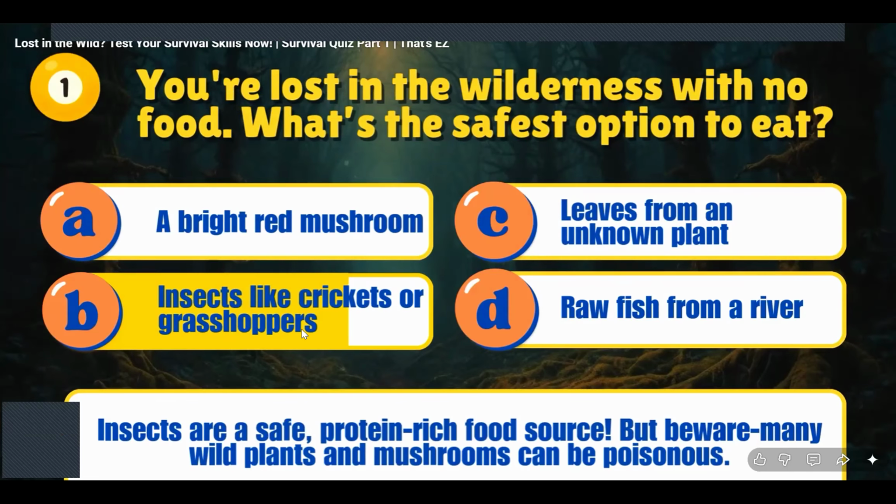Protein-rich food source. But beware, many wild plants and mushrooms can be poisonous. Question 2. You're caught in a snowstorm. What's the best way to stay warm?